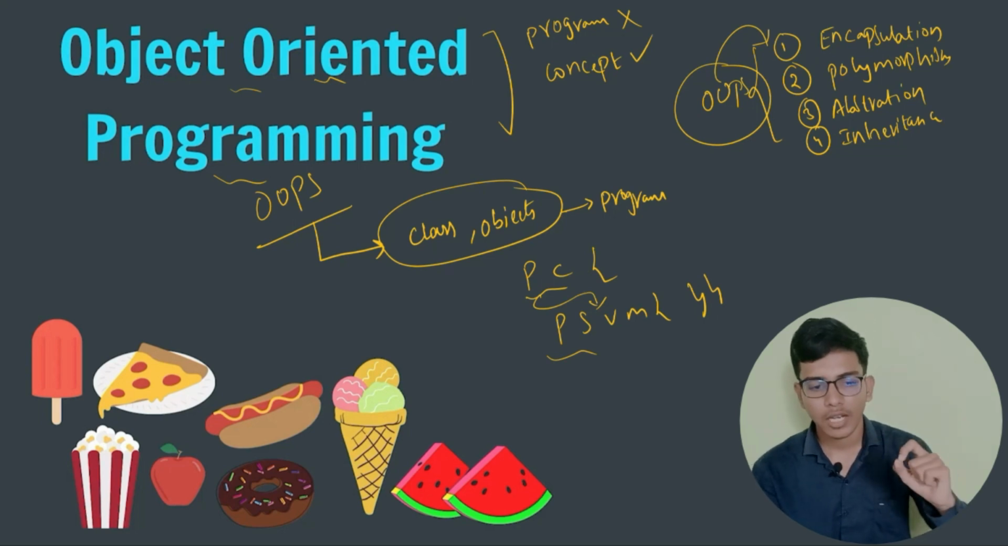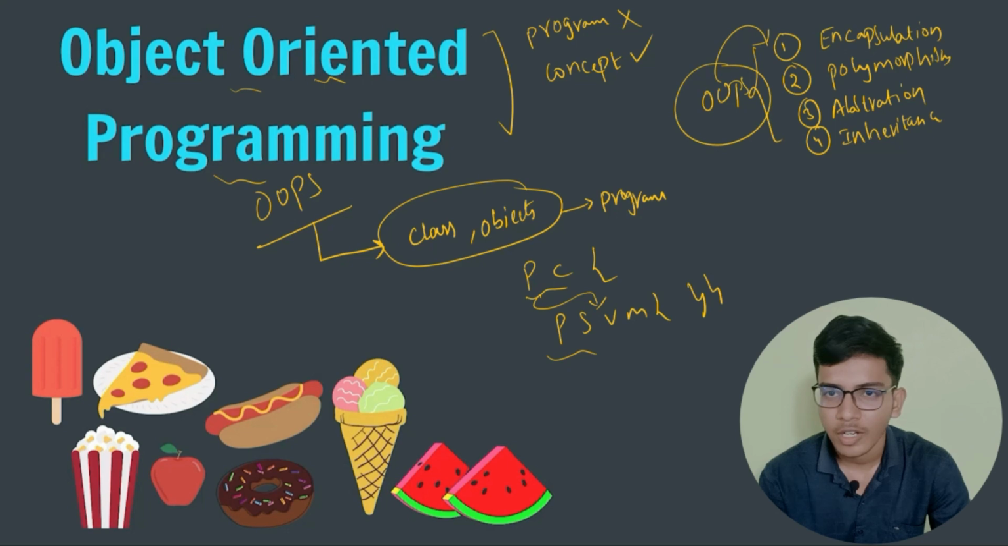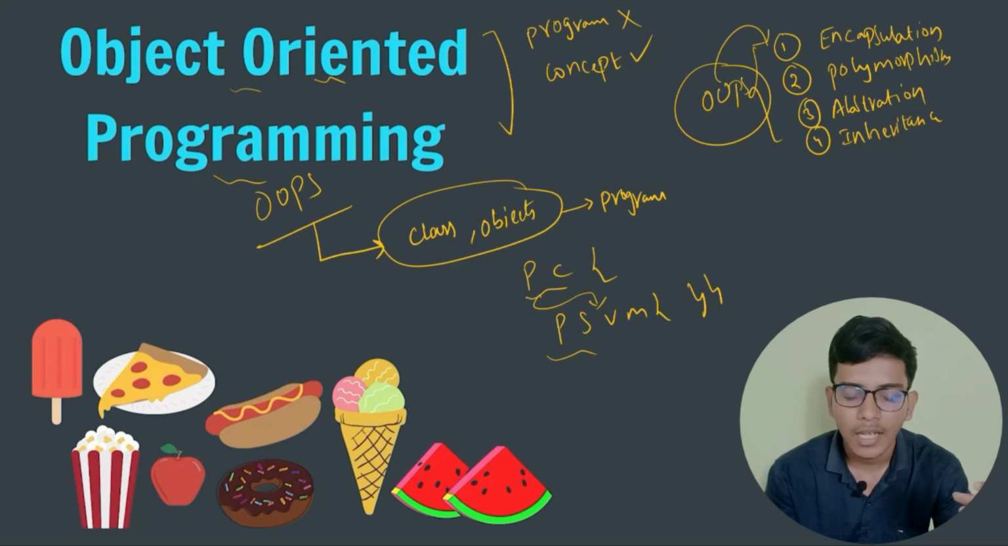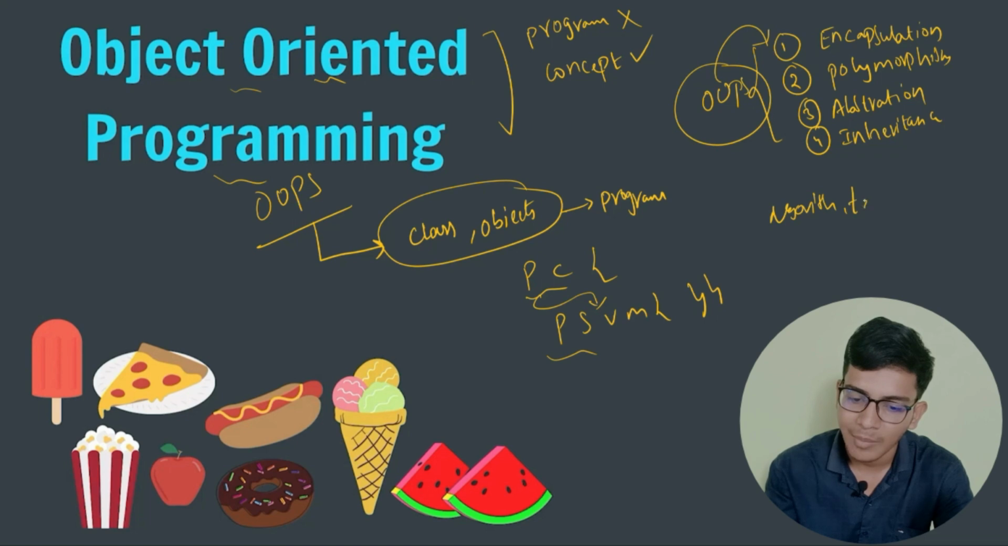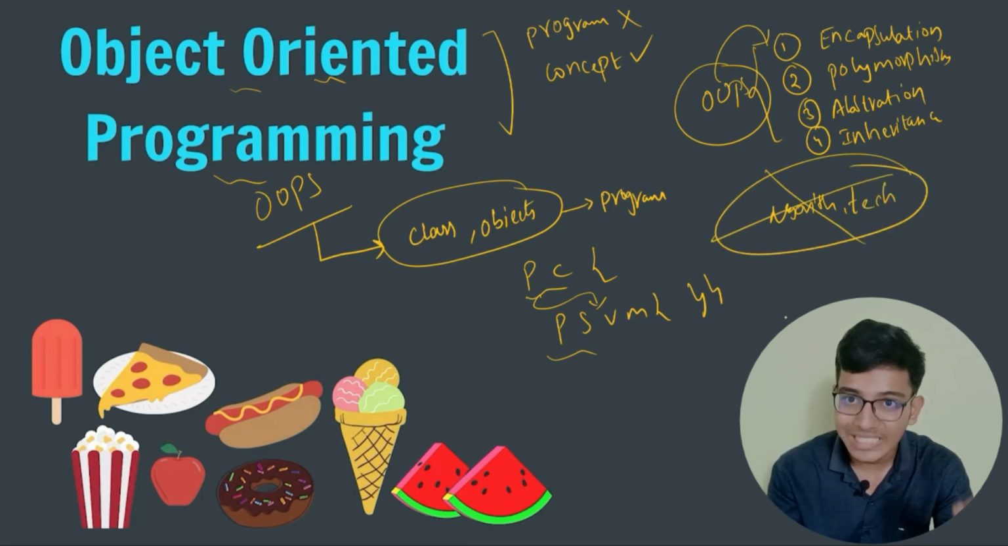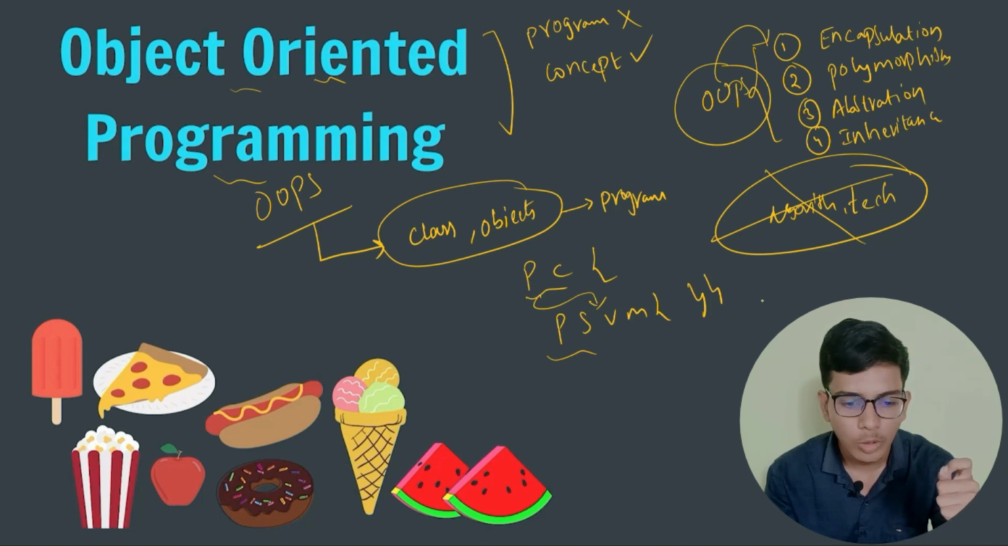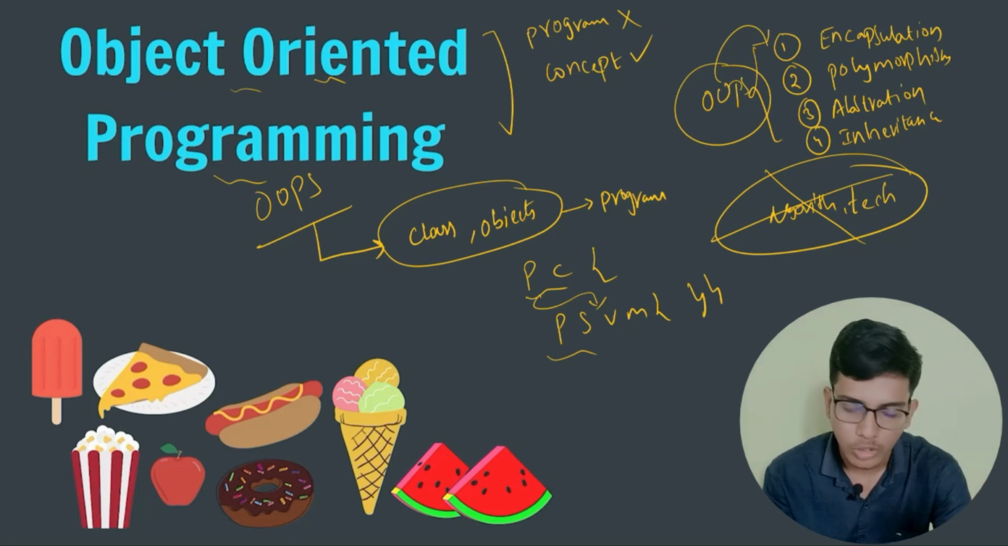Now in object oriented programming we are not going to learn about algorithms of how to solve problems or techniques for solving problems. We are not learning this thing. In this chapter we are going to learn about how we can write the code, what is the style of writing a particular code in Java or in object oriented programming.